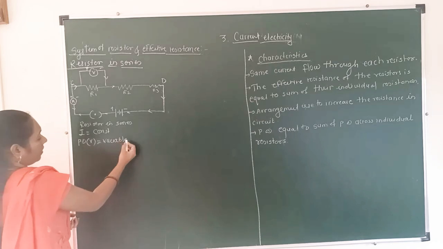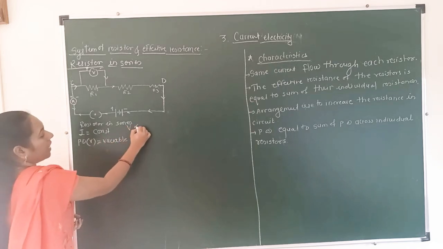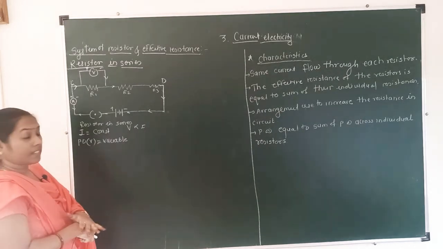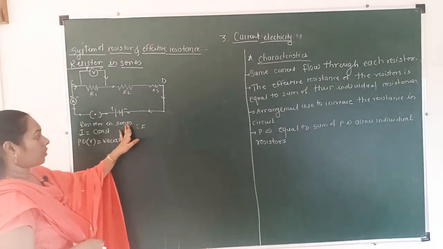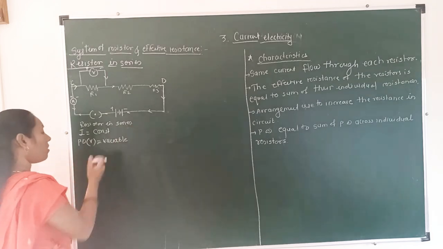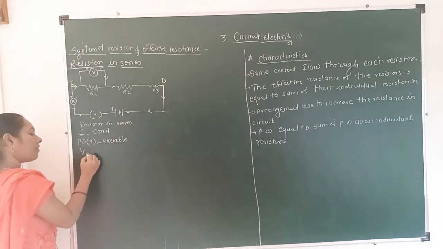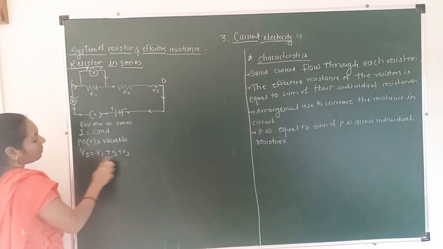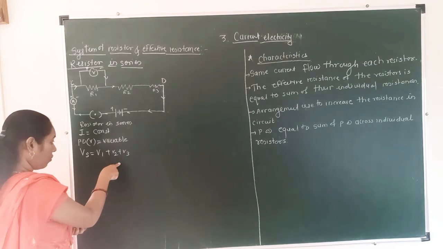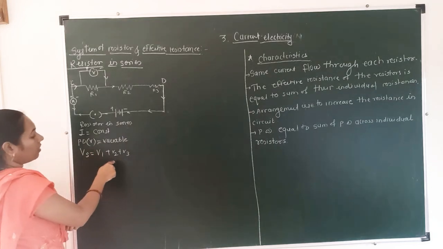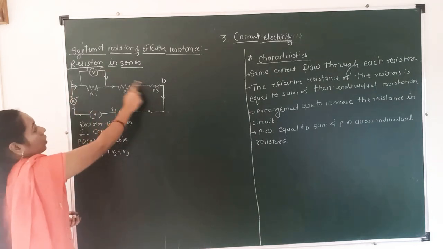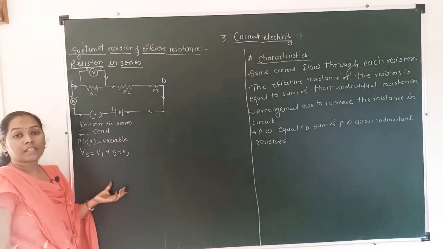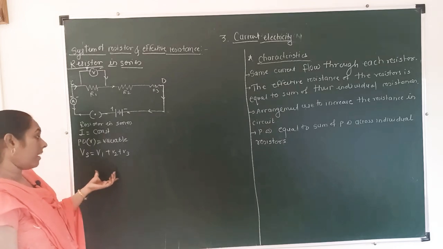Now I can write here by Ohm's law. What is Ohm's law? V is directly proportional to I. But when the resistors are connected in series, the current is constant and the potential difference changes. Therefore, I will write the equation Vs = V1 + V2 + V3. The meaning of this equation is the total potential difference between the two ends of the wire, that is, end C and end D.